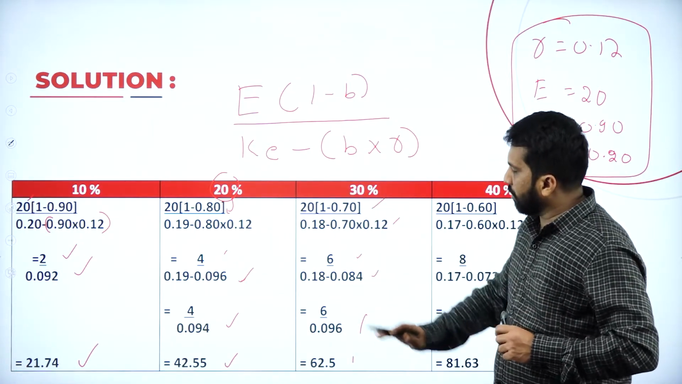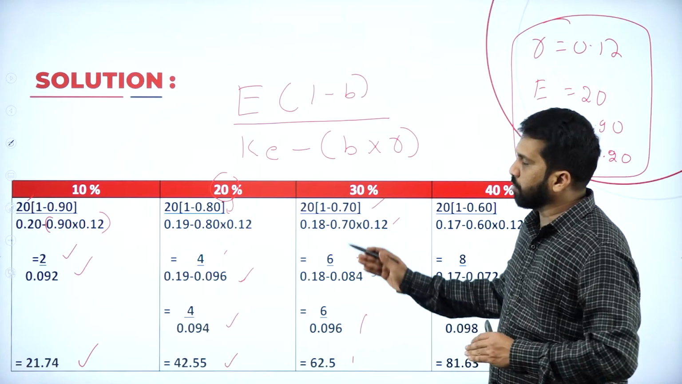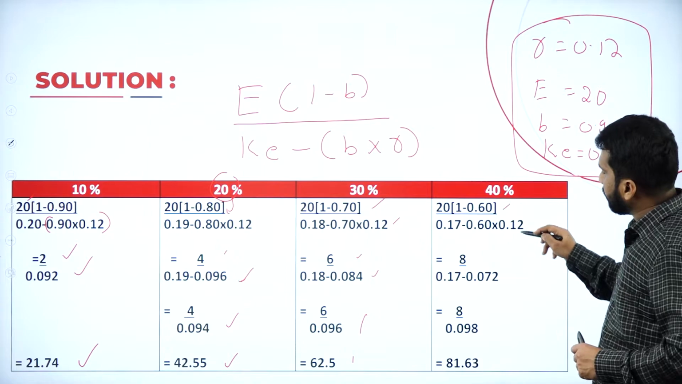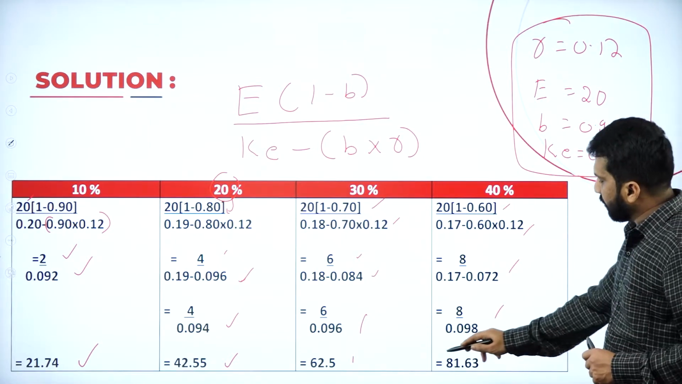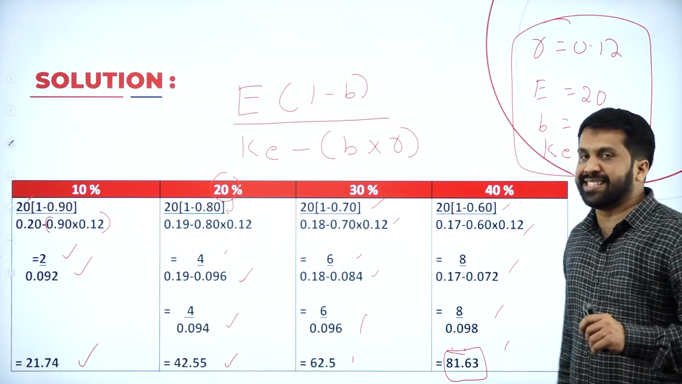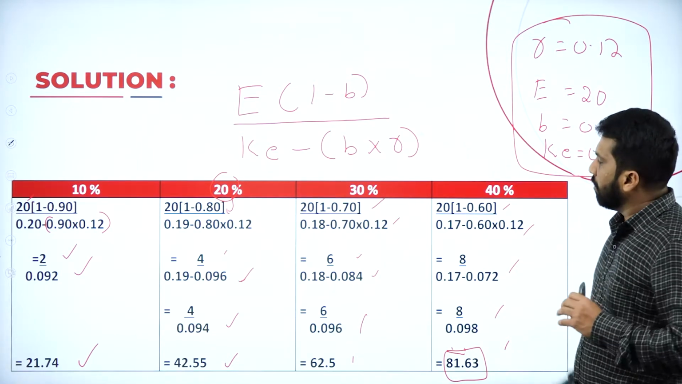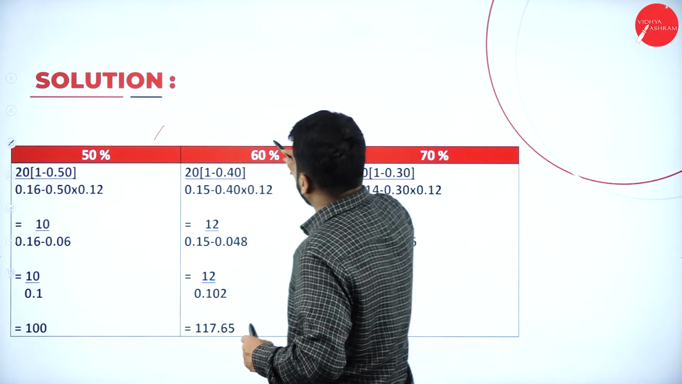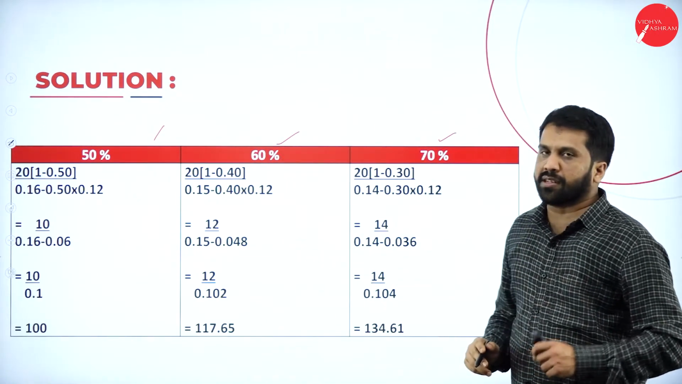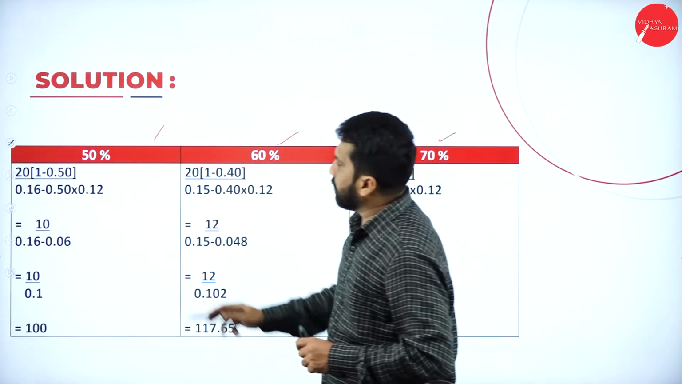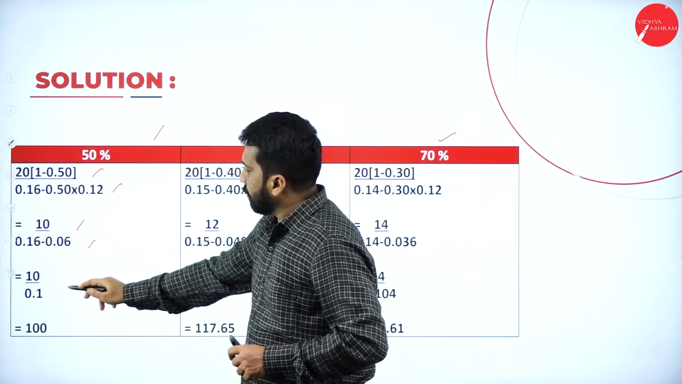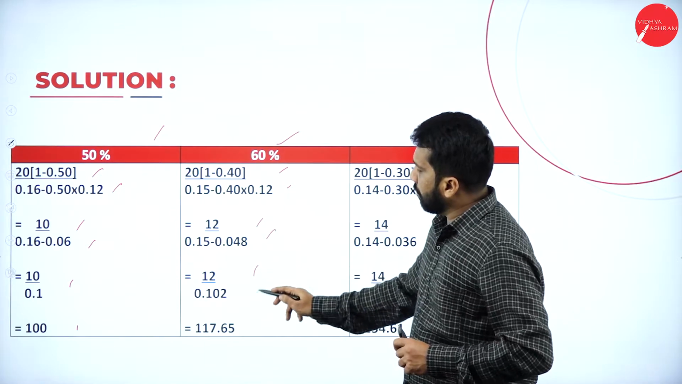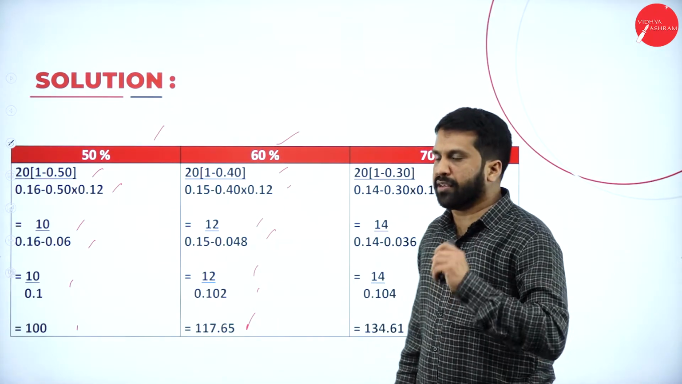I am not explaining the concept again because you already know this. Again, the same procedure. Final answer 81.63. Now we are done with up to 40%. Go back to 50%, 60%, 70%. Apply the formula and do the calculation as per the formula. Answer is 100. Answer is 117.65.